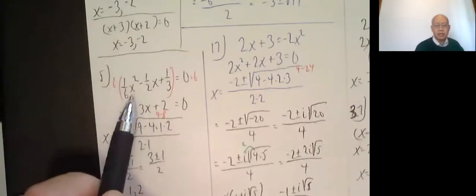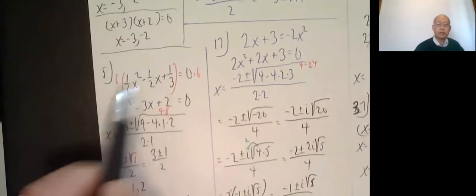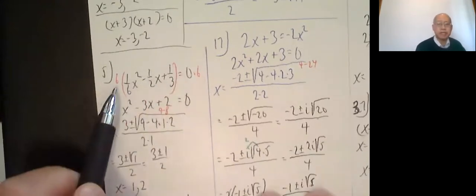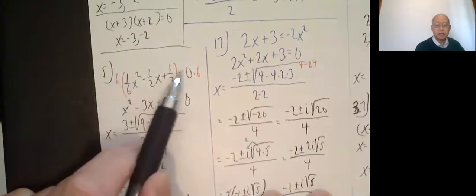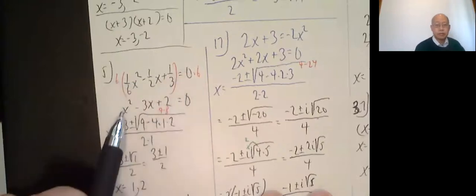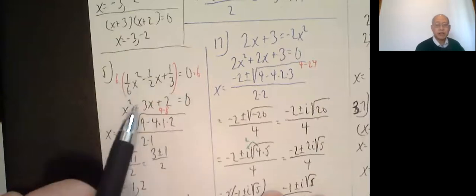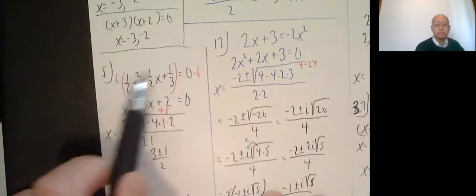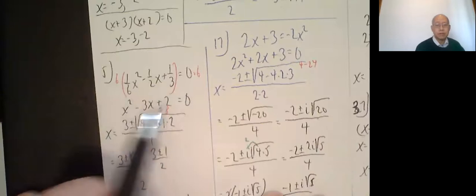Oh, too messy. Let me get rid of the fractions. So common denominator 6, 2, and 3. Multiply both sides by 6. Makes the problem much easier. Okay, so 6 times this, 6 times 0 is 0. So it comes out to be 6 times 1/6 is 1. So I have x squared. 6 times negative a half x is negative 3x. 6 times 1/3 is 2. Much nicer.